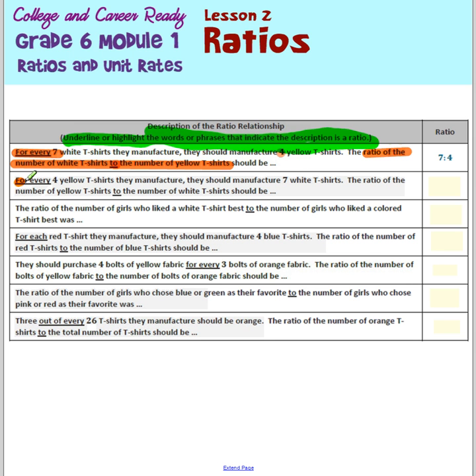How about for every 4 yellow t-shirts, they manufacture 7 white t-shirts, and there's your ratio number. So if we change the order of the colors, then we have to change the order of the numbers. That one's 4 to 7. This one is a little bit trickier. The ratio of the number of girls who liked a white t-shirt to the number of girls who liked a colored t-shirt.